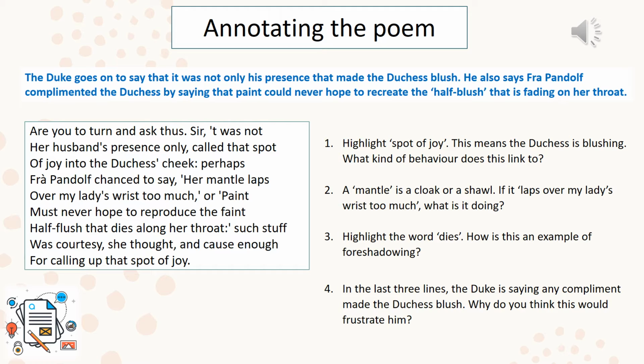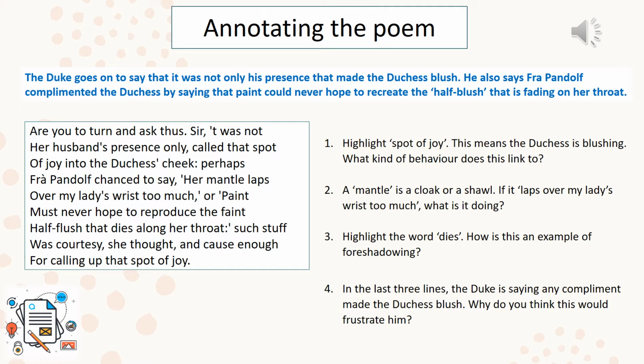Okay? A mantle is a cloak or a shawl. If it laps over my lady's wrist too much, what is she doing? So is she potentially taking her shawl off her shoulders and revealing her neck or throat to whoever is painting?